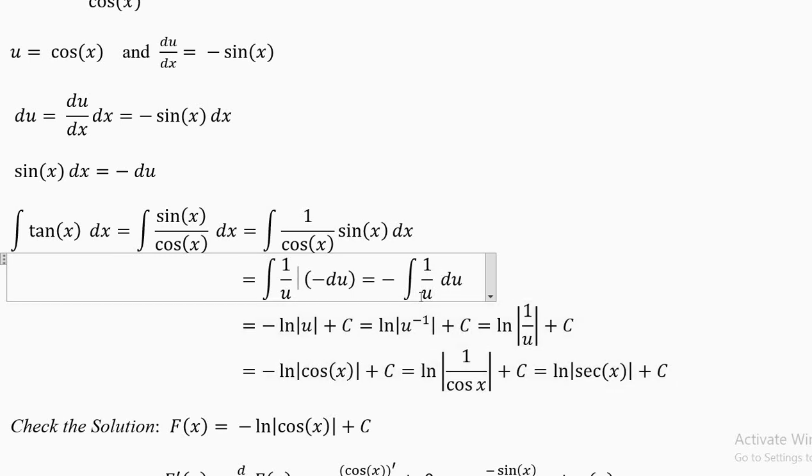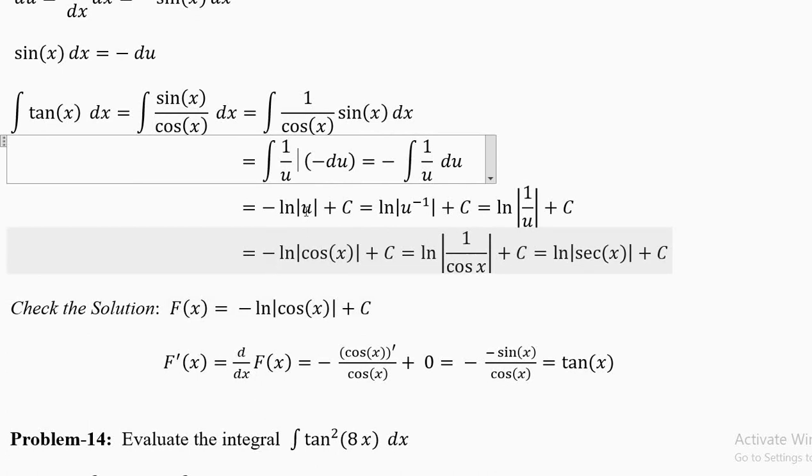Integration of 1 over u is logarithm natural absolute value of u. You cannot put a negative number for the logarithm. It will give a math error over the reals. So you have to do it. This minus can be taken inside. Do not worry about it. How much is u? u equal to cos x. So your answer is minus ln absolute value of u, minus ln absolute value of cos x.